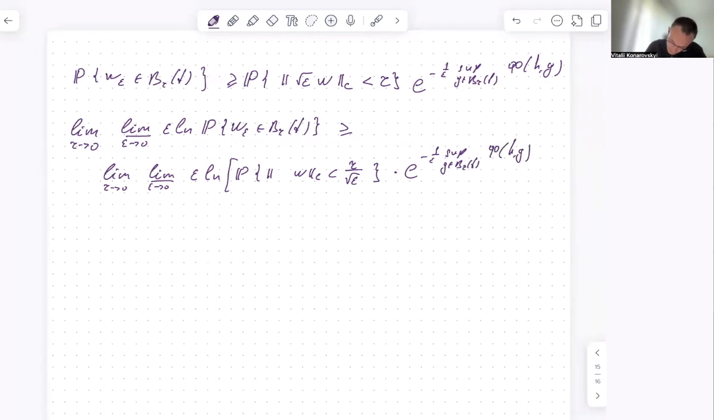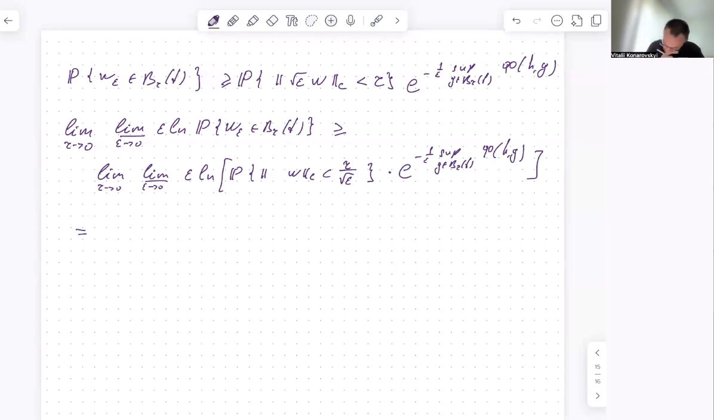And then, using the properties of probability, you can split that logarithm into a sum of two logarithms. You will have epsilon logarithm of the probability, plus epsilon logarithm of the expectation of e to the power minus 1 over epsilon supremum.